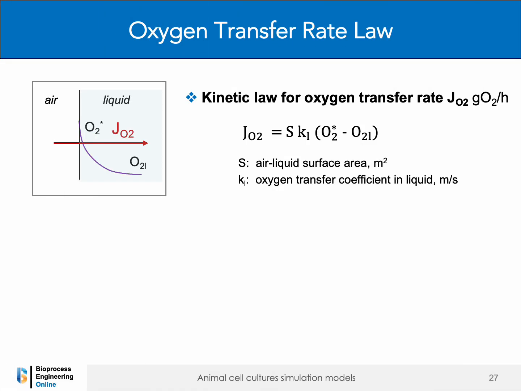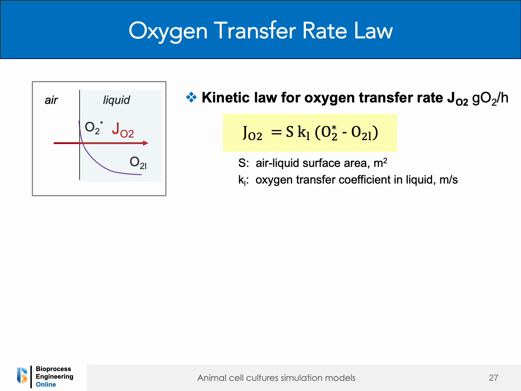What is the kinetic law for the oxygen transfer rate? Oxygen transfer between the air and the liquid medium is primarily limited by the transfer of oxygen from the first liquid layer at the air-liquid interface, which is saturated with oxygen, to the bulk liquid medium where the dissolved oxygen concentration is O2L. The rate of oxygen transfer, JO2, in grams of oxygen per hour is described by the following mass transfer law, accounting for diffusion and convection at the air-liquid interface.